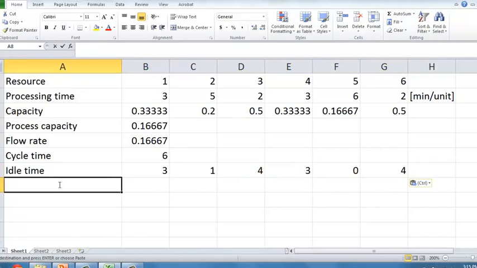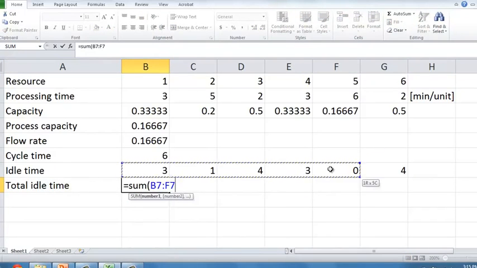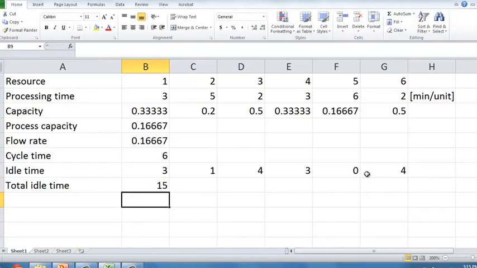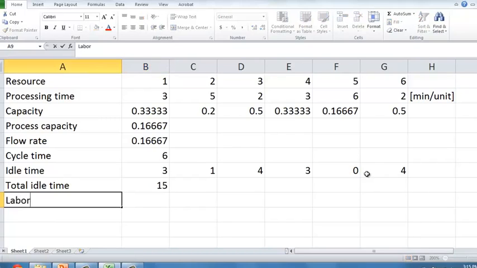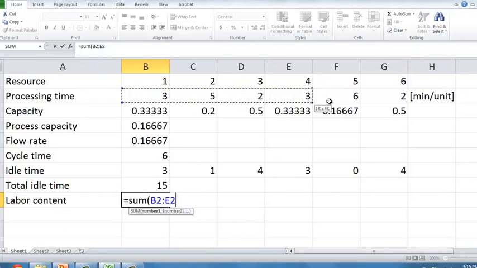With this in mind, I can compute a total idle time, which we confirm to be 15 minutes. Now, is 15 minutes a lot of idle time or not? This is really hard to judge. And so we compare this number to the total labor content in the process, which we previously defined as the sum of the activity times.